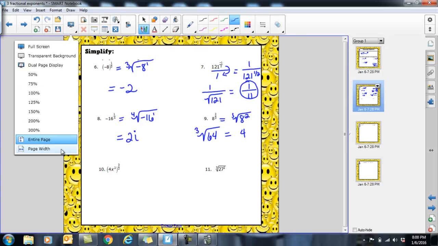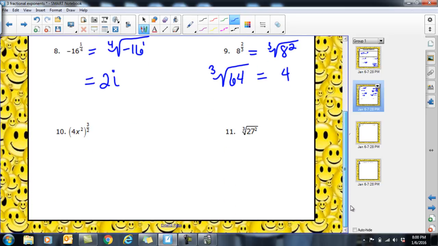So look at number 10 here. And I have 4x squared to the 3/2 power. So before I do anything with this, this is one I cannot do on my calculator because I have a variable. We don't know what x is. You can't just plug it in. But I can rewrite it in radical form.